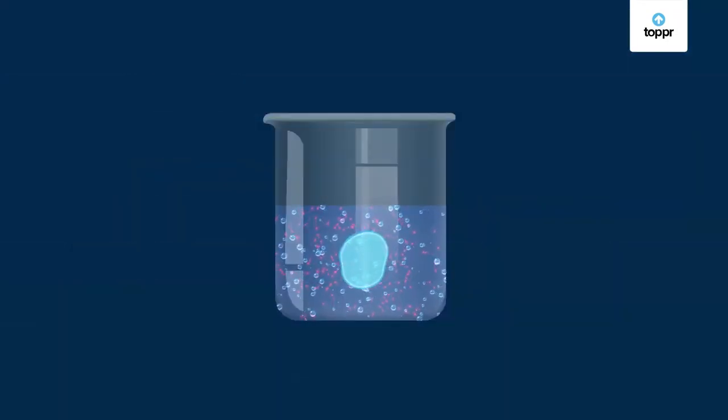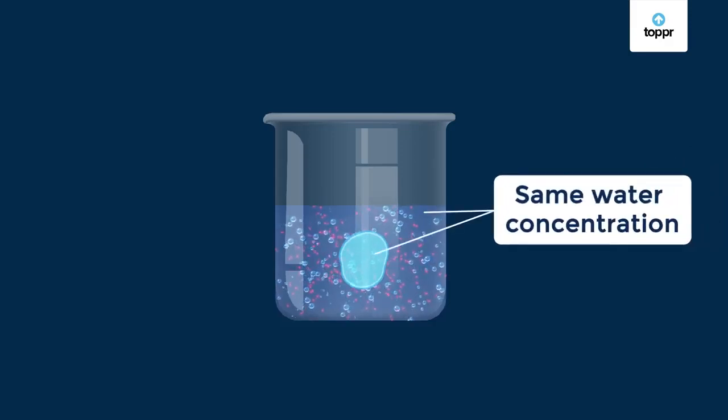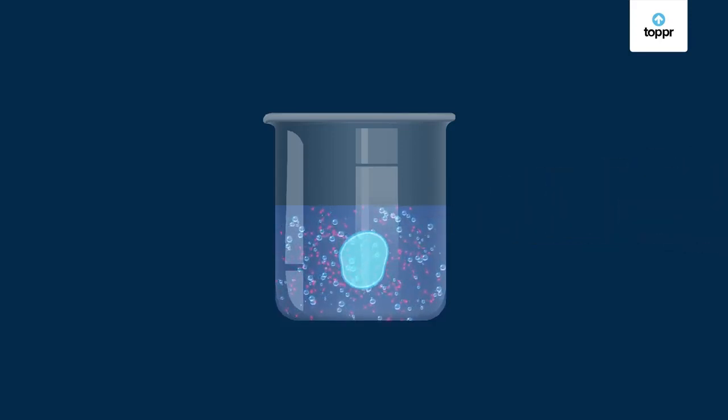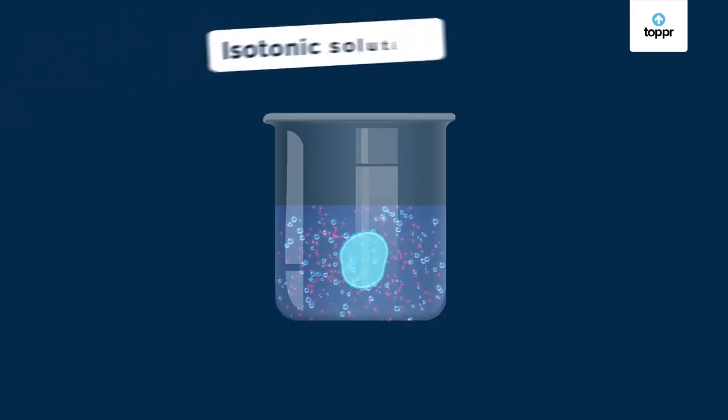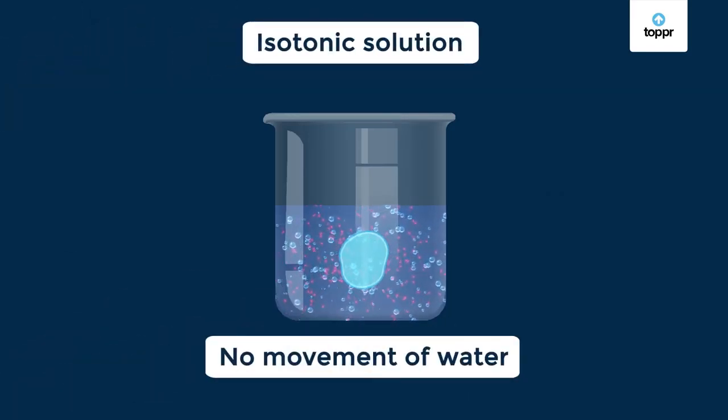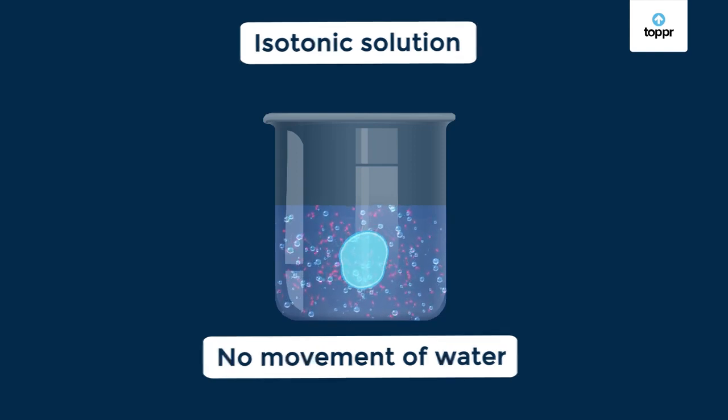First possibility is if the water concentration in the surrounding salt solution is exactly the same as that inside the cell. In such cases, the surrounding salt solution is said to be isotonic. No movement of water will occur in this case.